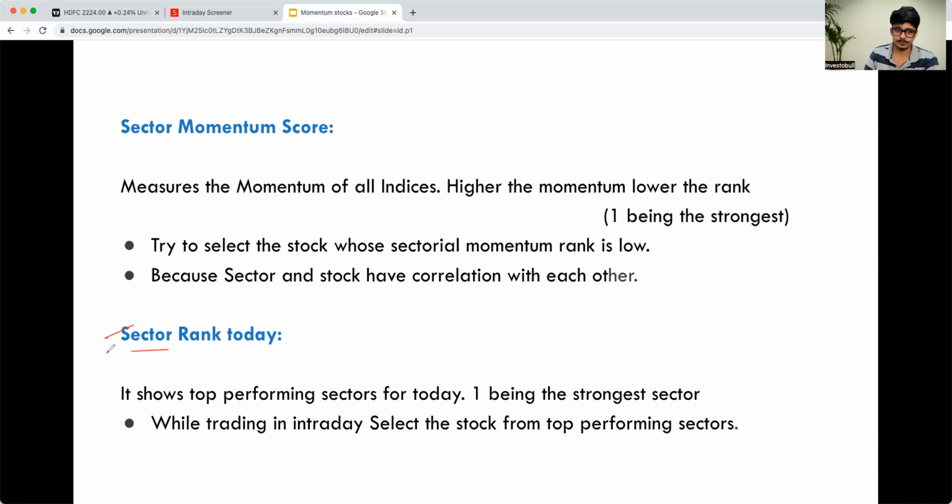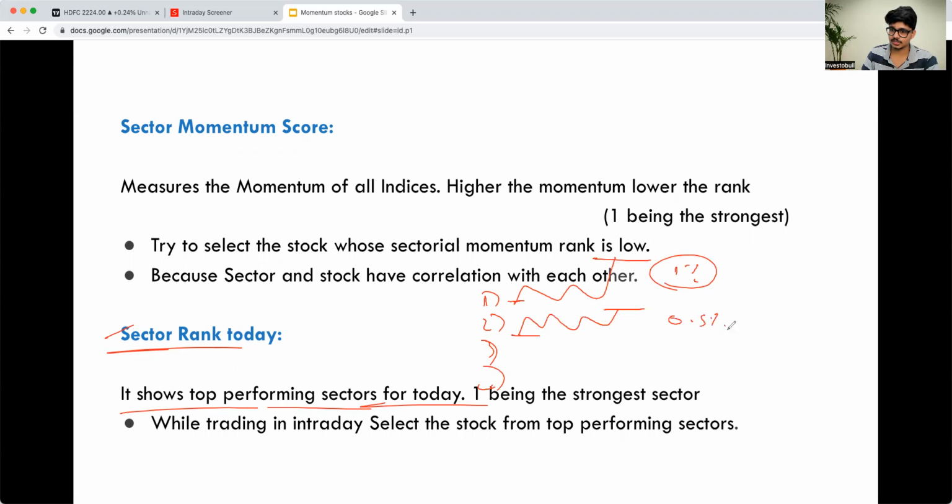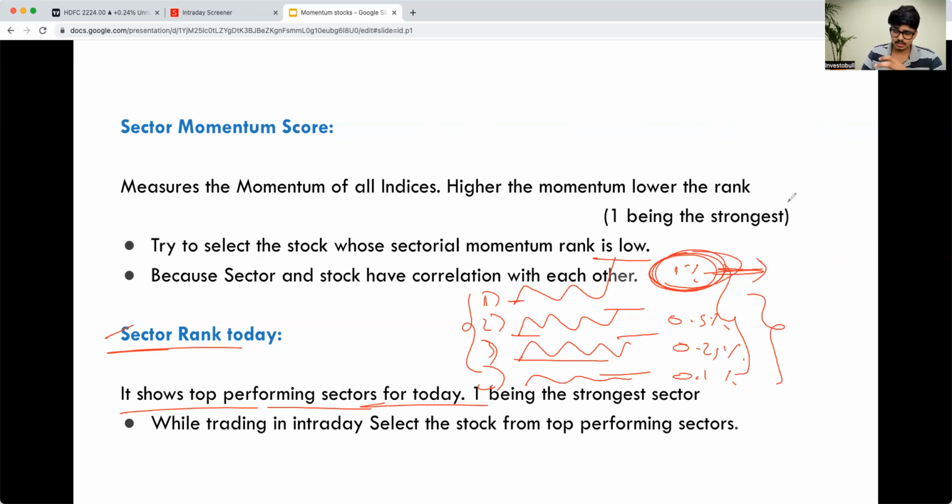So what do you mean by sector rank today? It shows the top performing sectors for today. How do we calculate it? Suppose we have 2 to 3 sectors, just for an example. Since the opening, one sector has given, say, 1% returns, the next sector has given 0.5% returns, and then 0.25% and 0.1%. Just for an example, say these 4 sectors have given returns this way. So we say that this specific sector is showing strong momentum compared to the others. Especially in intraday, we try to select sectors with strong momentum, as they could also support the stocks in the same sector. So we try to go long in these kinds of situations especially.